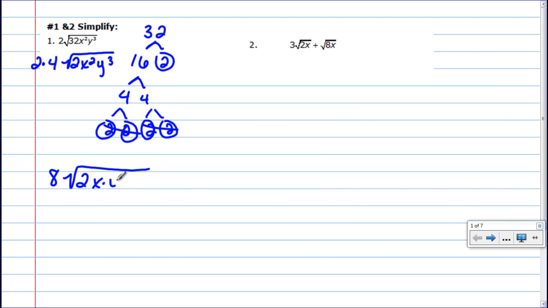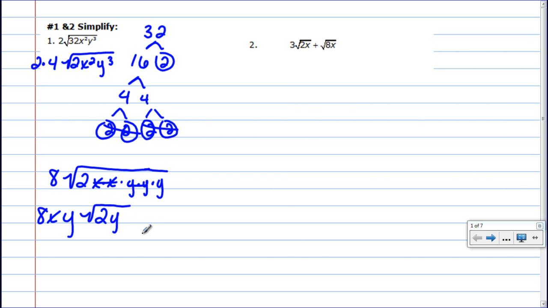And then x squared becomes x times x. And then y cubed becomes y times y times y, because that's what that means. This way I can see what I have that's a pair, a couple, and what I have that's a single. Well, I have a pair of x's, so I can take an x out to the front. And I have a pair of y's, so I can pull a y out to the front. And then my singles have to stay in. And so I have a 2 and a y remaining, and so this is what is simplified.